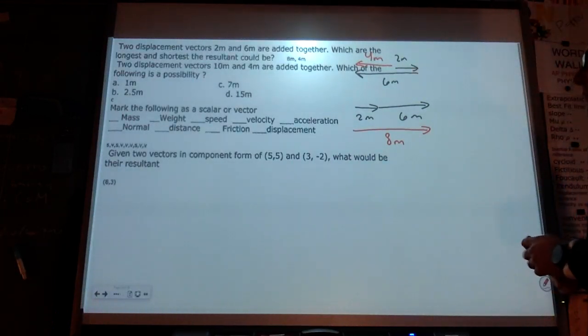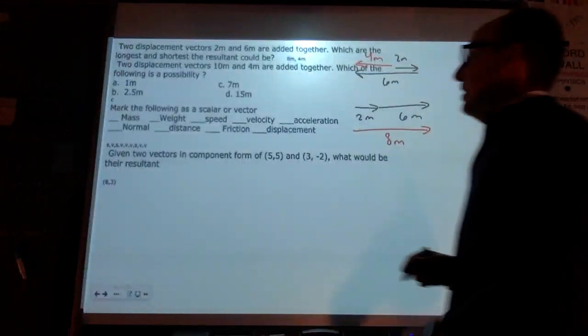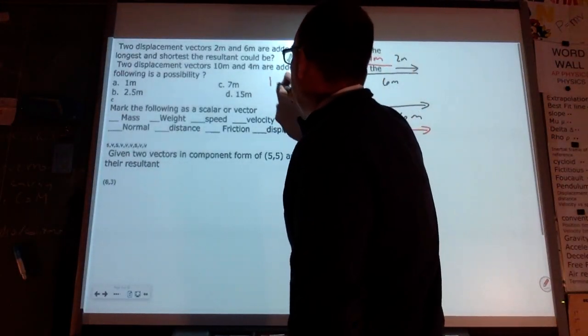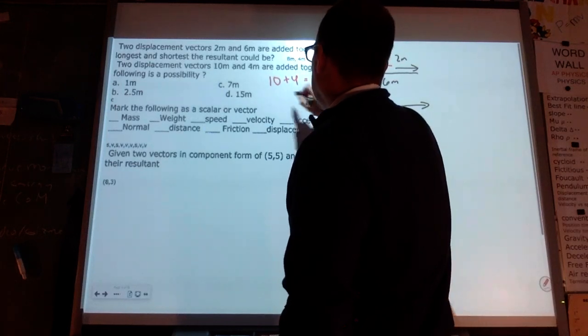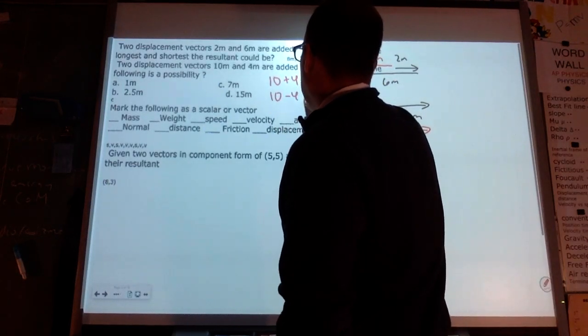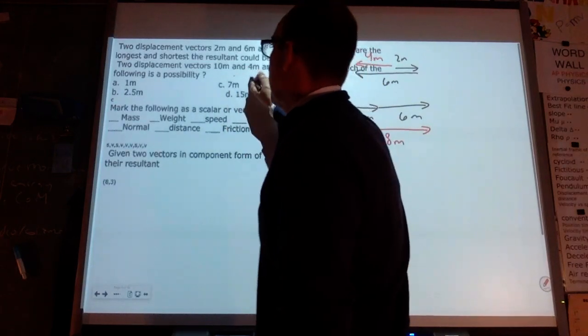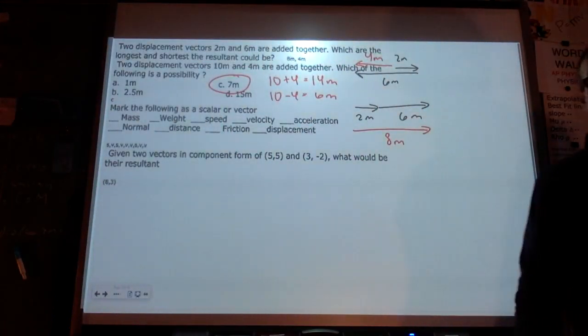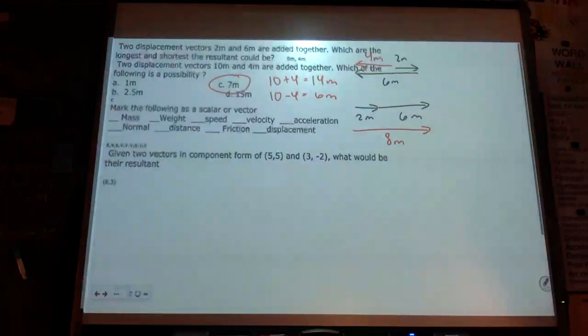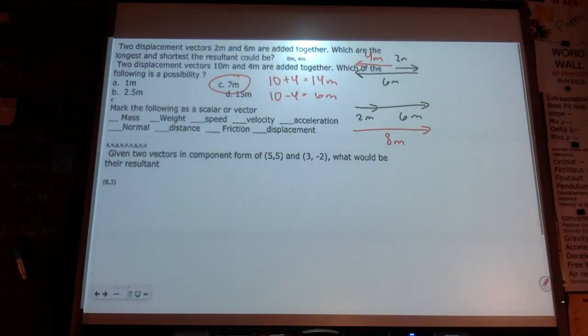Two displacement vectors, 10 meters and 4 meters, are added together. Which of the following is a possibility? So the most they could be is 10 plus 4. The least they could be is 10 minus 4. And so the only one of those that's possible is 7. The 7 is between 6 and 14.